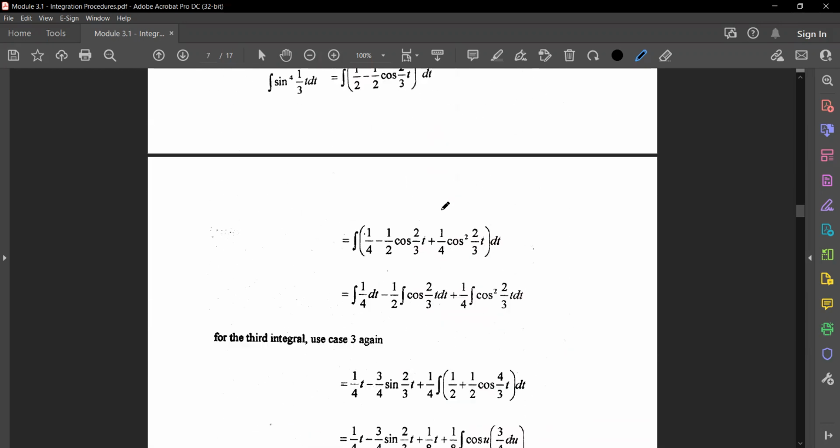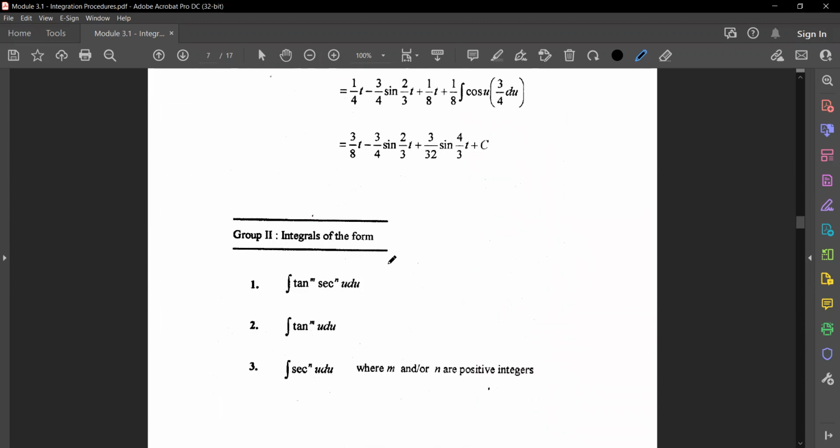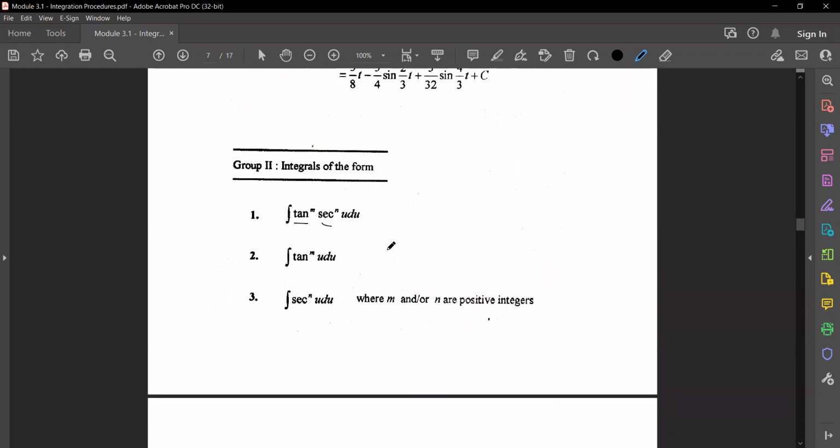Okay, next. The same process for this example number 2. So we go now to group number 2. In the first group we have sine and cosine. The second group we have tangent and secant. So it is the same process. For group number 2, we have tangent and secant. We use the trigonometric identities for this case.